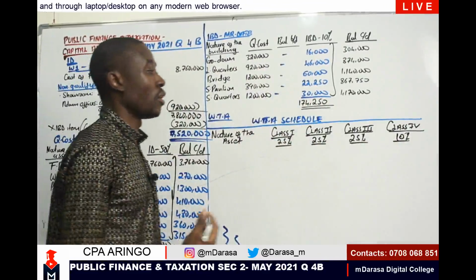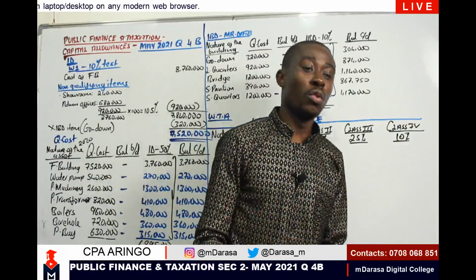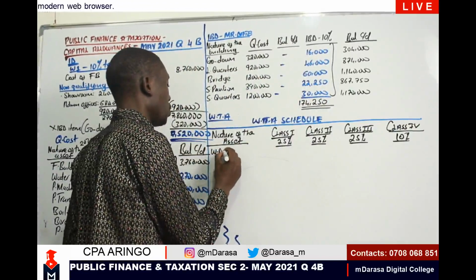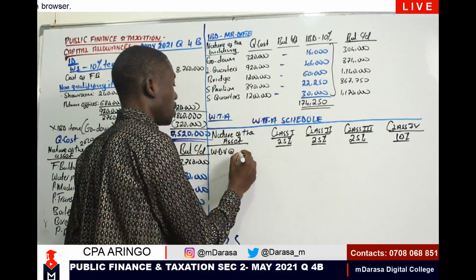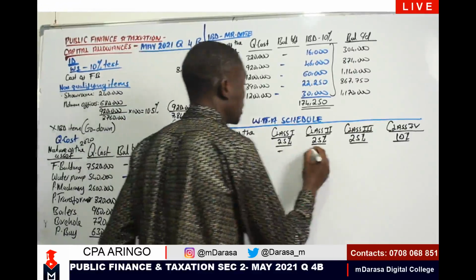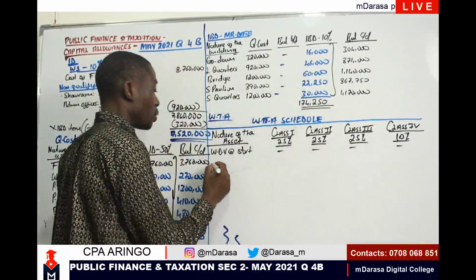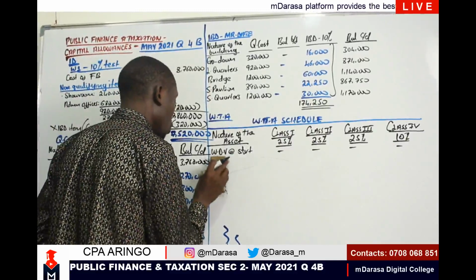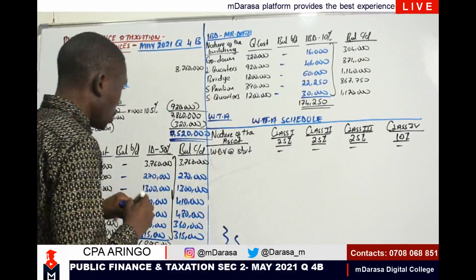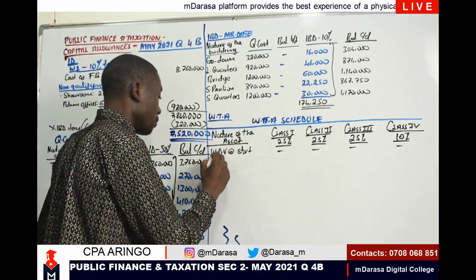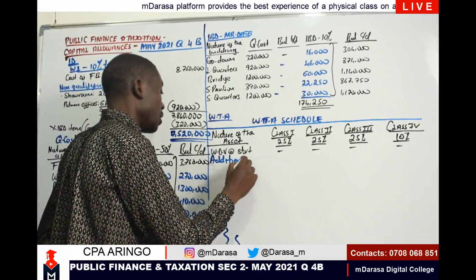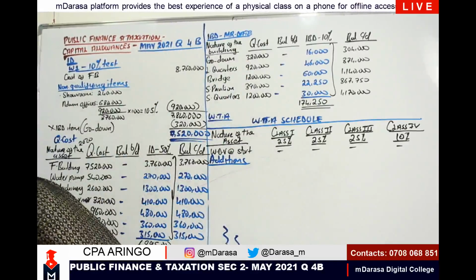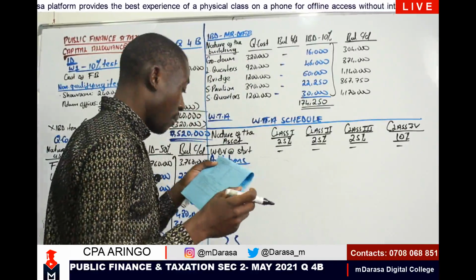In this case, you aren't given our written down value as at the beginning. So we won't have that. In the event that probably was given written down value at start, you could have started with written down value at start of the period. It's only that this time round we didn't have. Now, what about additions during the period? We've already analyzed that question, so it will be very quick for us to work it out.